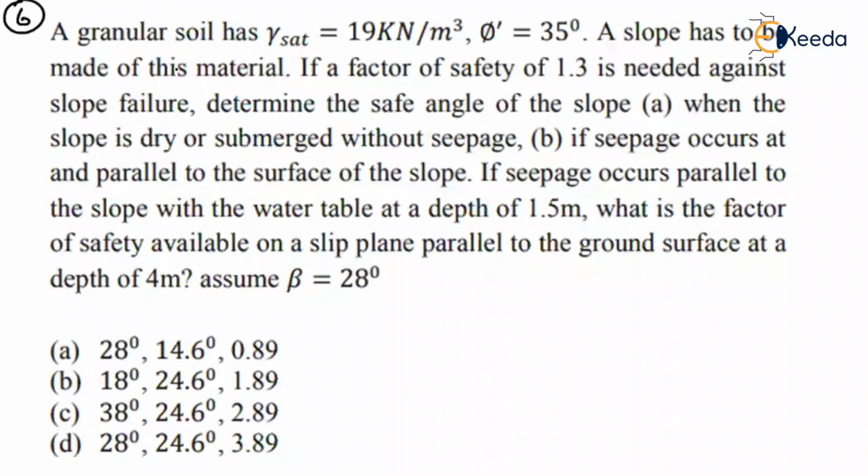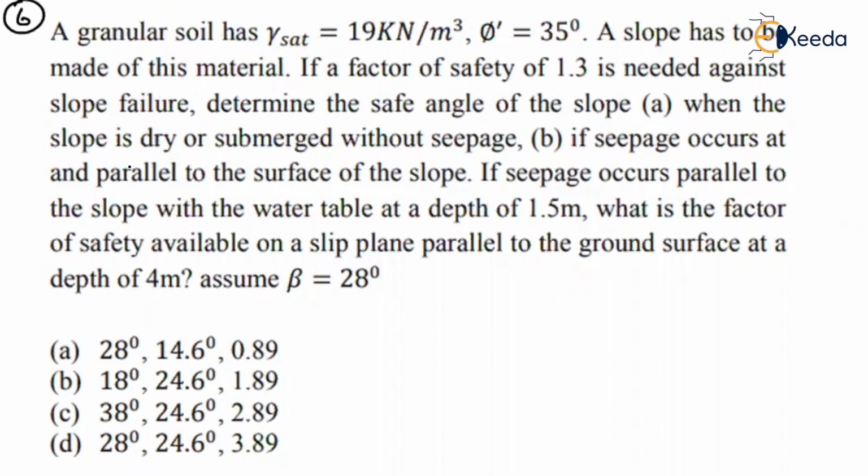First is the given question. A granular soil has gamma sat equal to 19 kilonewton per meter cube, phi dash equal to 35 degrees. A slope has to be made of this material. If a factor of safety of 1.3 is needed against slope failure, determine the safe angle of slope.